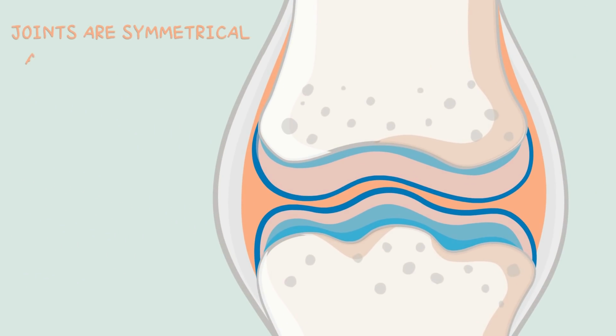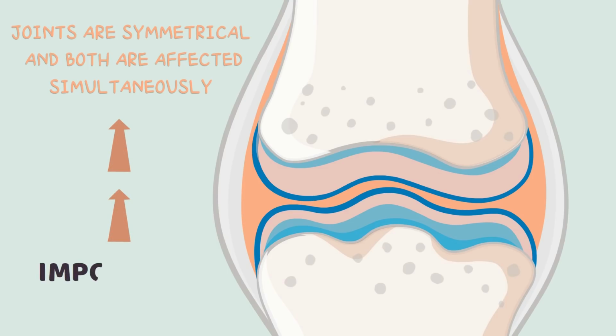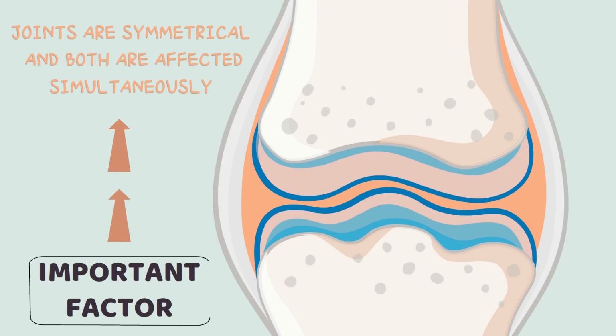The joints affected are usually symmetrical, meaning it affects the same joints on both sides of the body. This is an important factor that clinicians use to differentiate rheumatoid arthritis from osteoarthritis, which is another very common type of arthritis, but the joint pain in osteoarthritis is usually asymmetrical.